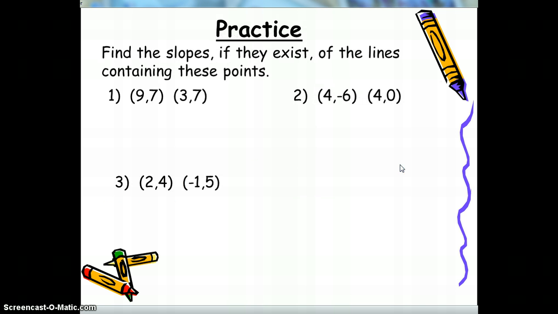Alright, so practice these ones on your own. See if you notice anything significant about this particular set of ordered pairs right there. But you guys find these slopes on your own.